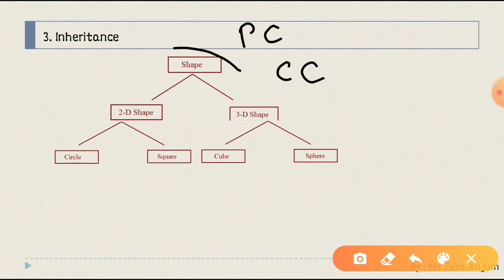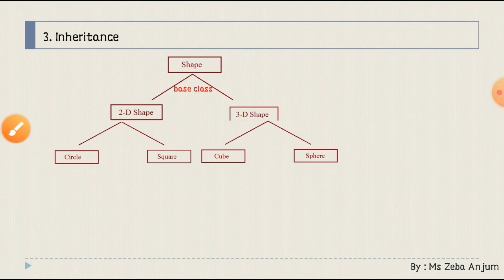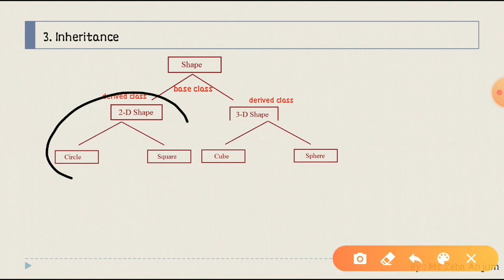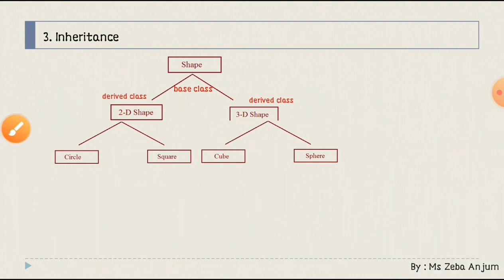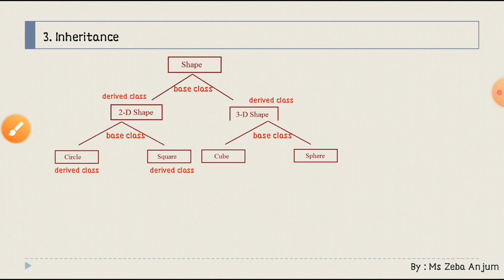Now let us see only this portion of the figure where we have divided this shape into only two parts, 2D shape and 3D shapes. For only this portion of your figure, we can say that this shape is a base class and your 2D and 3D shapes are your derived classes. Now coming towards only this portion of the figure where 2D shape is being divided into two portions, circle and square, we can say that 2D shape is a base class and circle or square are the derived classes. Again coming towards this right portion of your figure where 3D shapes is being divided into cube and sphere, we can say 3D shape is a base class, cube and sphere are actually your derived classes.